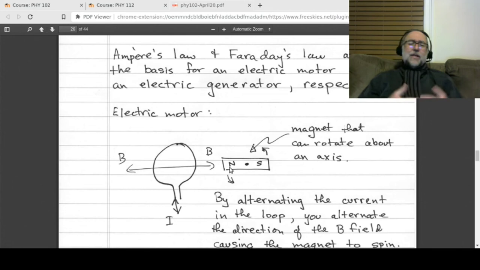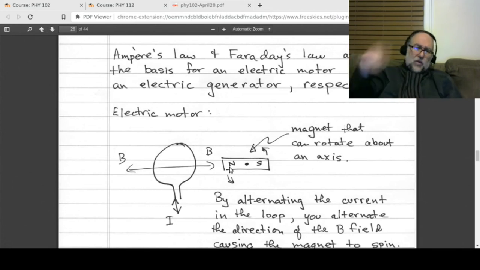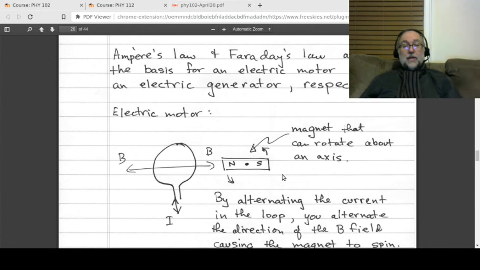You get the mechanism right to make sure that it doesn't just flip back and forth, but actually rotates. As you keep alternating the current, you alternate the magnetic field. And as you alternate the magnetic field, you turn the magnet. And there you go. There's an electric motor.